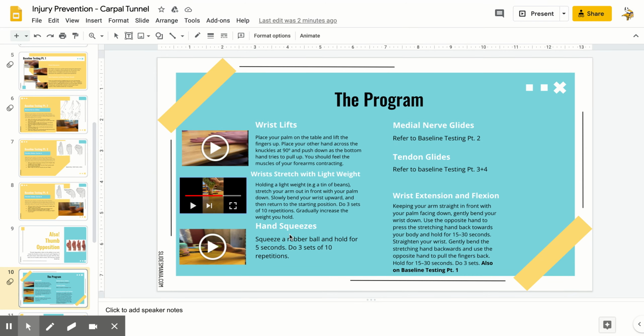The third was hand squeezes with a rubber ball. We used a tennis ball because it's all we had, and she squeezed for 5 seconds and released for 3 seconds, and then did 3 sets of 10 repetitions. For the third, fourth, and fifth program exercises, we just used stuff from the baseline testing, and she just did them throughout the 2 weeks.